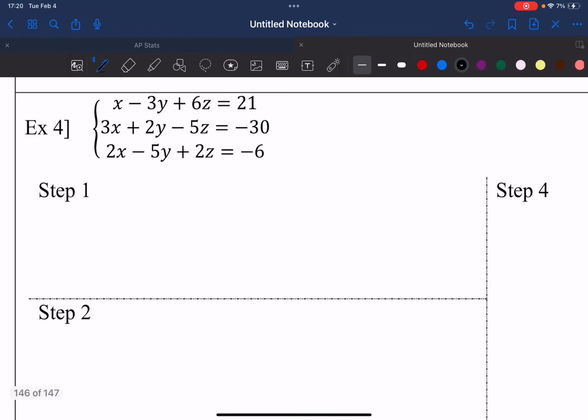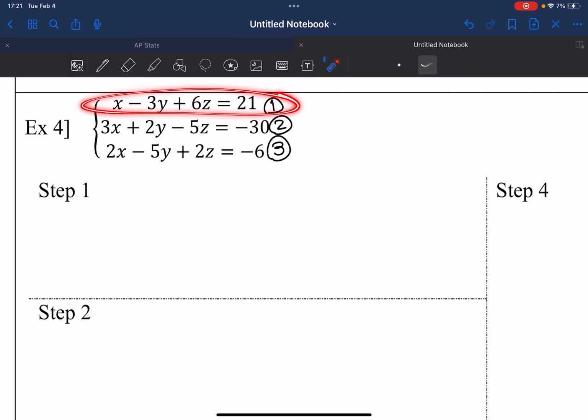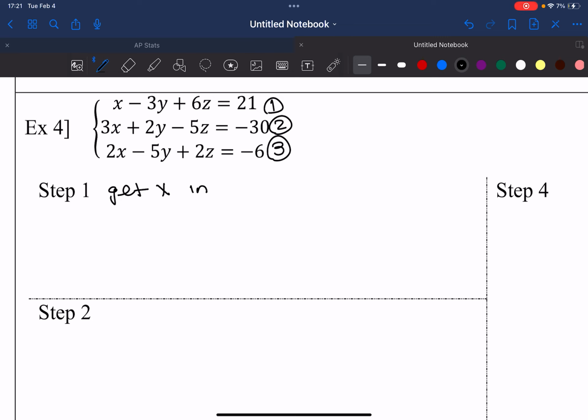Example 4. First, I label all my equations, and then I'm going to pick an equation that is easiest to solve for any variable. So notice equation 1 right here has an x by itself, which means it will be easiest to solve for that x. So that's what I'm going to do. Step 1, get x in 1. So we're going to get x by itself.